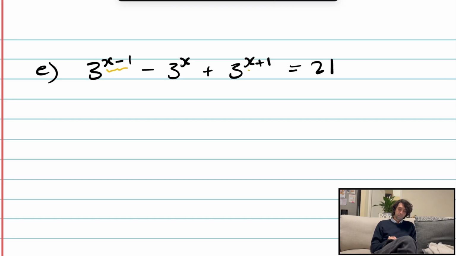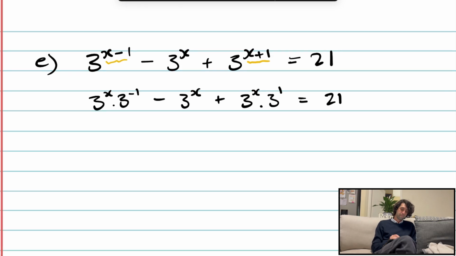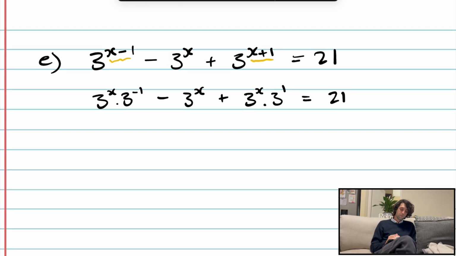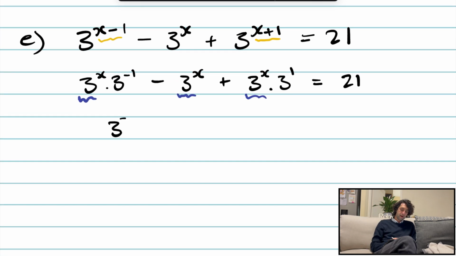So I am going to start by splitting these up and working it from there. So I have 3 to the power of x multiplied by 3 to the power of negative 1, minus 3 to the power of x, plus 3 to the power of x multiplied by 3 to the power of 1, which equals 21. Same as before, we are looking for a common factor we can take out. In every case, it's going to be your base with your exponent that contains your variable. So you can see it's a recurring theme over here. So 3 to the power of x.